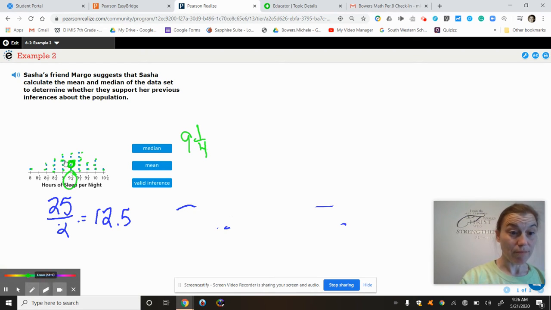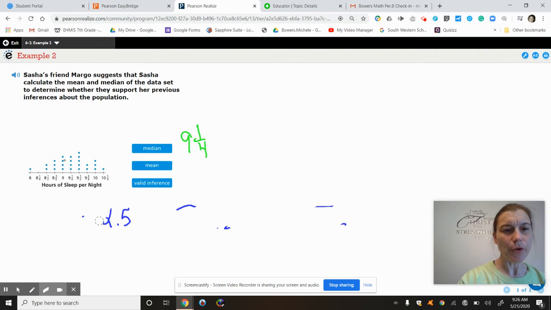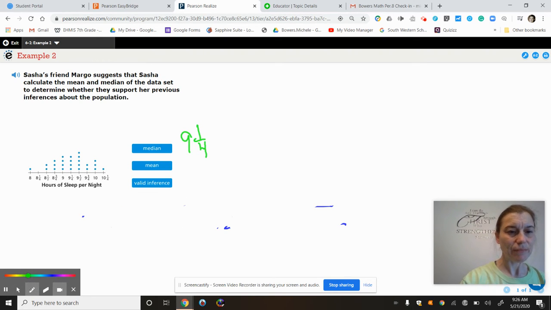So that's that. You can also find the mean very easily here, although I'm not going to calculate it for you, but I am going to show you how you would calculate it. So remember, the mean is when you add up all the numbers and divide by the number of numbers. Remember, there were 25 numbers.